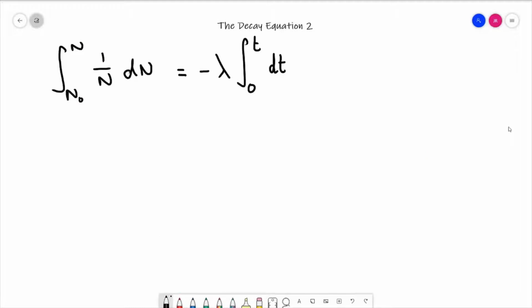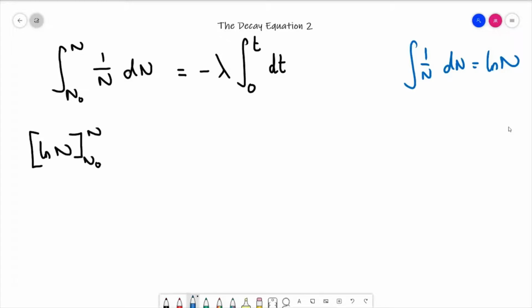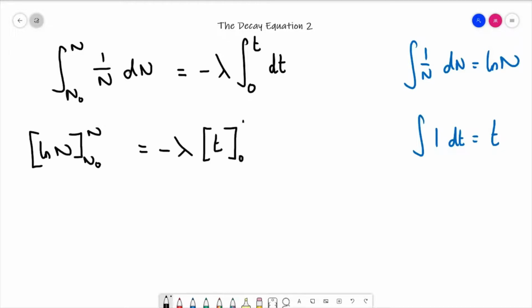If we now move that onto a fresh slide, then we're in the position to do this integration. Now, the integral of 1 over n dn will equal the natural log of n. So if we now do the integral on the left hand side with the limits, we get the natural log of n from n0 to n. On the right hand side, the integral of 1 dt will just equal t. And therefore, when we take our limits into account, and remember that we've kept that constant negative lambda out of the whole thing, we end up with t from 0 to t.